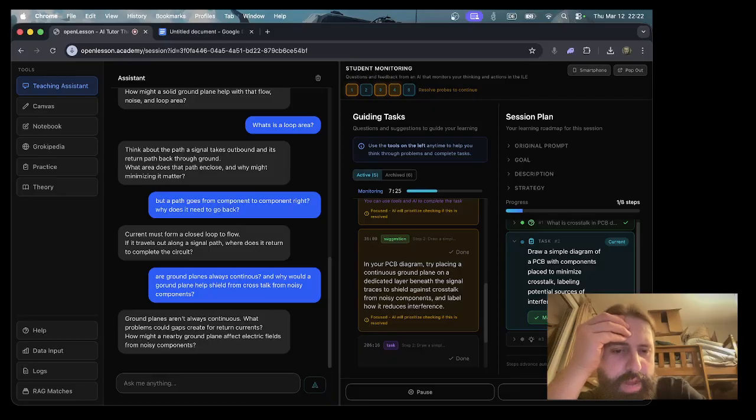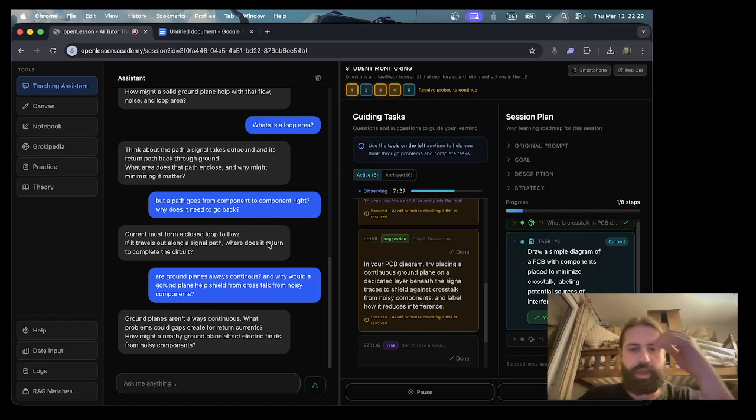What problems could gaps create for return currents? Would a nearby ground plane affect electric fields from noisy components? Those are good questions. I like the way the assistant operates, although I'd like to get more answers from it. But that's good, because it comes back with follow-up questions.